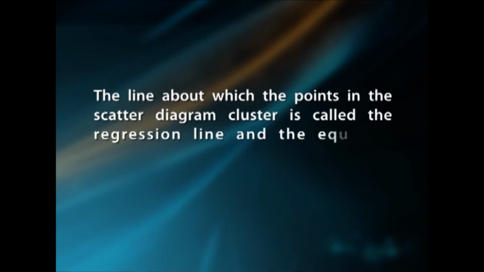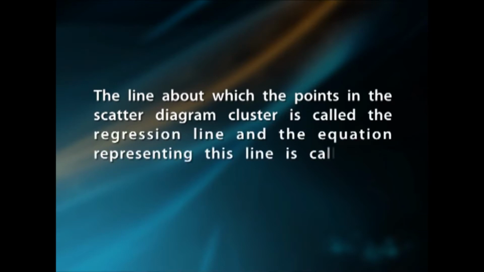Let x1 y1, x2 y2, etc., xn yn be the set of observations obtained on the two variables x and y. Let us plot a scatter diagram of these points. The line about which the points in the scatter diagram cluster is called the regression line, and the equation representing this line is called the regression equation.